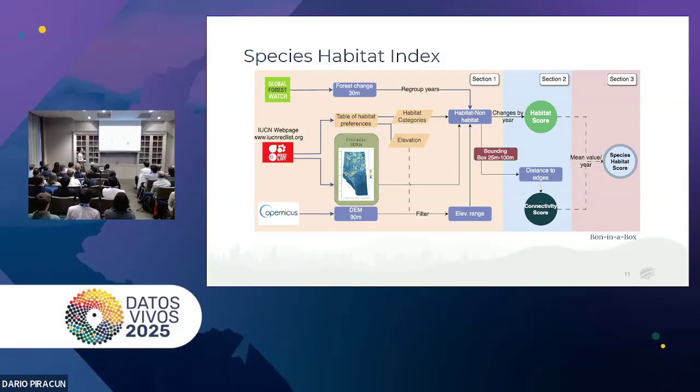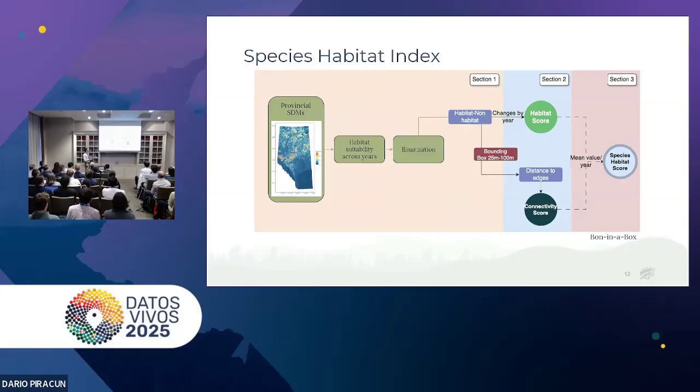So we say, let's use the DEM. We'll just refine some of those predictions in case there are some stray predictions there. Use the Global Forest Watch data to estimate where change is happening on the landscape, and estimate a score of habitat and connectivity. But we can also take this a step further.